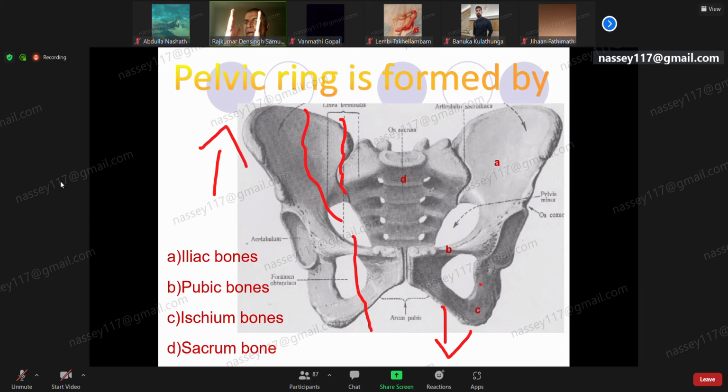So what happened? The pelvis displacement happened vertically. Yes or no? This is called vertical displacement. Understood?